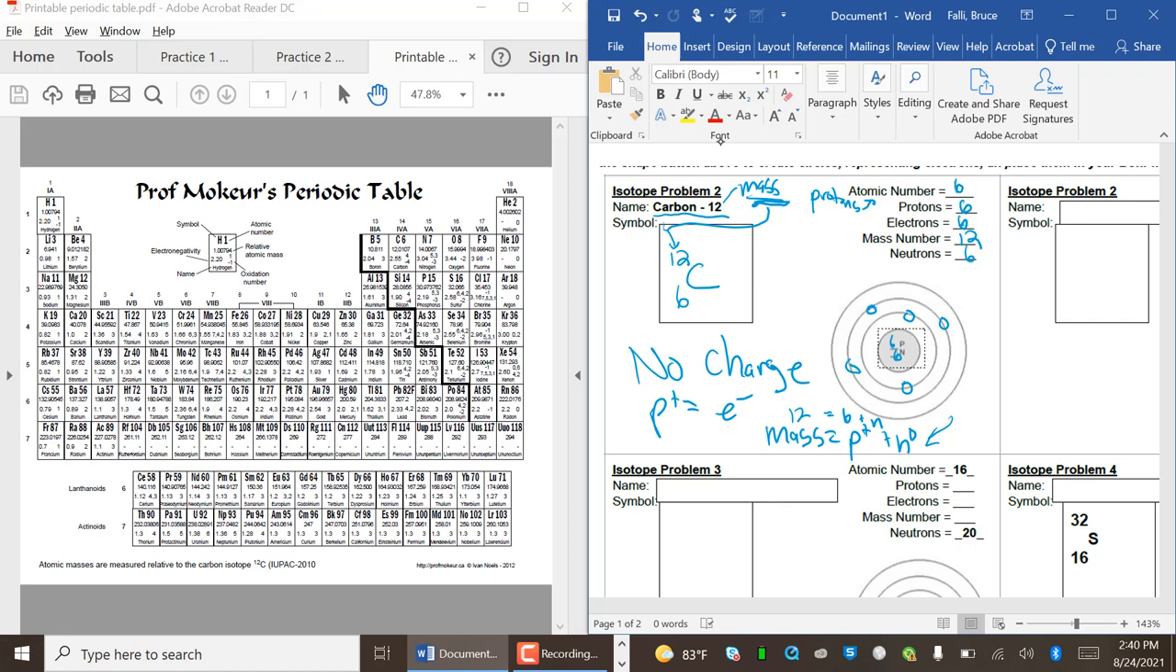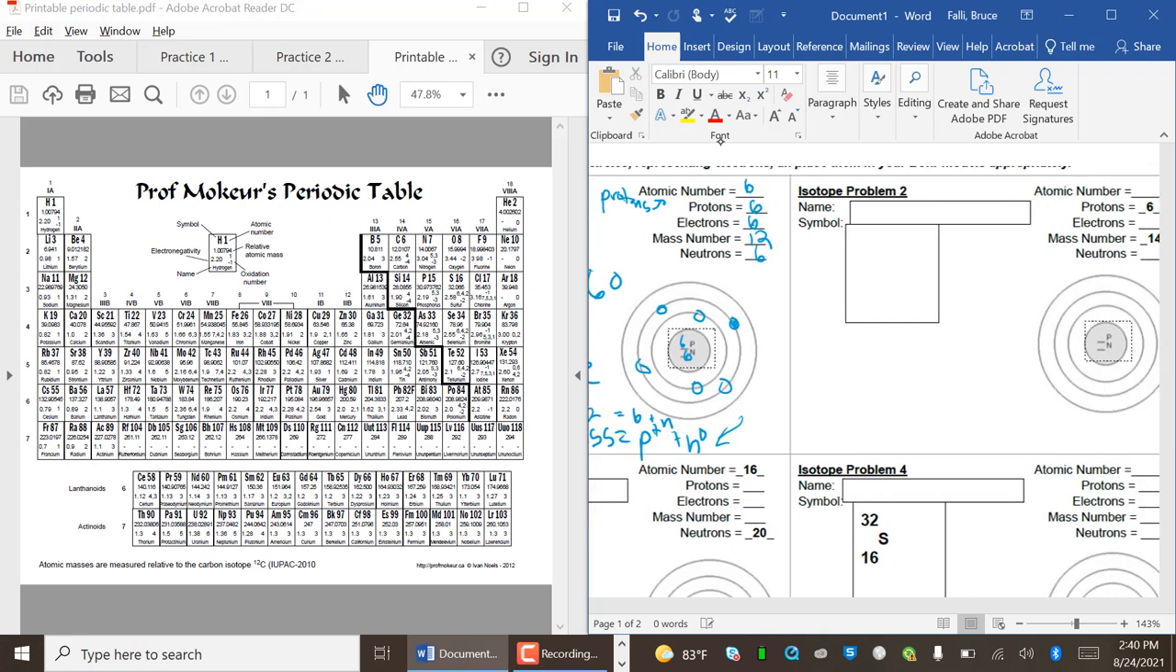1, 2, 3. 1, 2, 3, 4, 5, 6. So a total of 6 circles. If you like dots better, you want to color them in or do whatever, that's fine too.